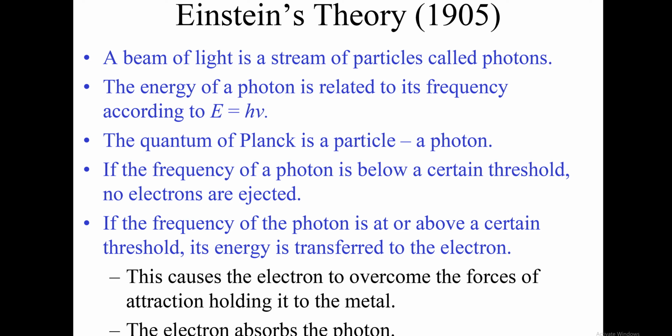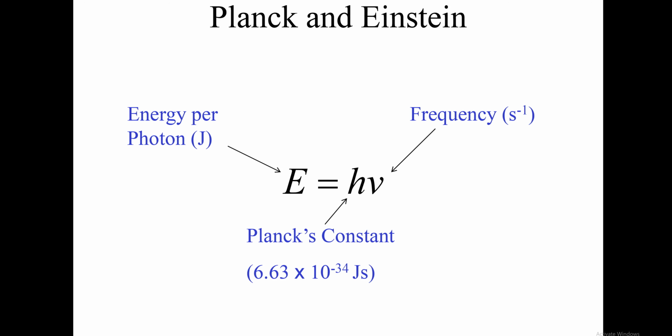If the frequency of the photon is at or above a certain threshold, its energy is transferred to the electron. This causes the electron to overcome the forces attracting and holding it to the metal. I want you to think of metals as having a sea of electrons, and this sea of electrons holds the electrons together. But once you give enough light to it, the electron absorbs that light energy and is ejected. The electron absorbs that photon. So again, going back to Planck and Einstein.